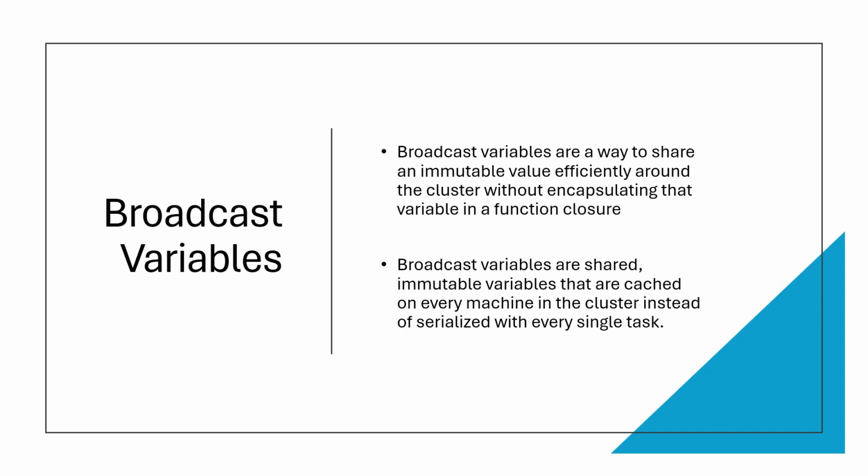These variables are a way to share immutable values efficiently around the cluster without encapsulating them in a function closure. Usually, how do we have these variables? We have them under a function closure. But here it is different. The scenario is different because it's a distributed setup, and I want to efficiently share these variables across the cluster, and I don't want to do it within a function closure. Also, these are immutable. It has to be immutable, right?